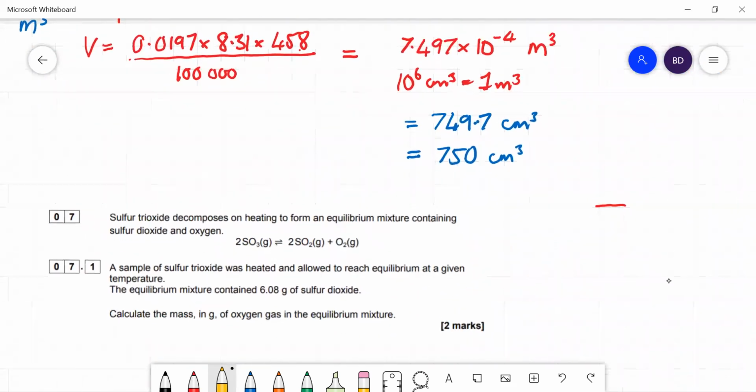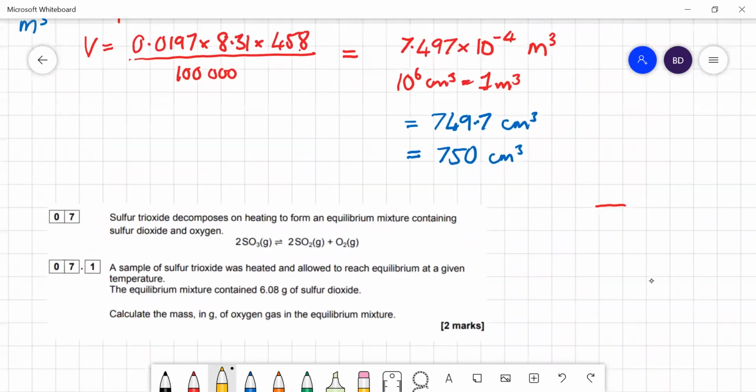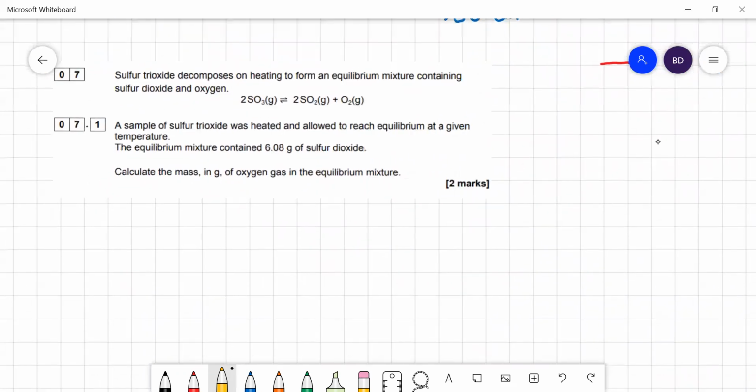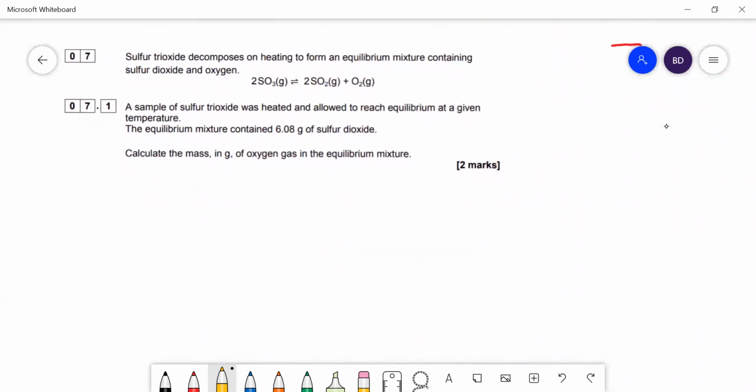Okay, right. Now we've got a question on equilibrium. We've got sulfur trioxide decomposing. A sample of sulfur trioxide was heated and allowed to reach equilibrium. The equilibrium contained that many grams of sulfur dioxide, and we've got to calculate the mass of oxygen in the equilibrium mixture. So we need to think of working in moles here, and grams is no good to us really.